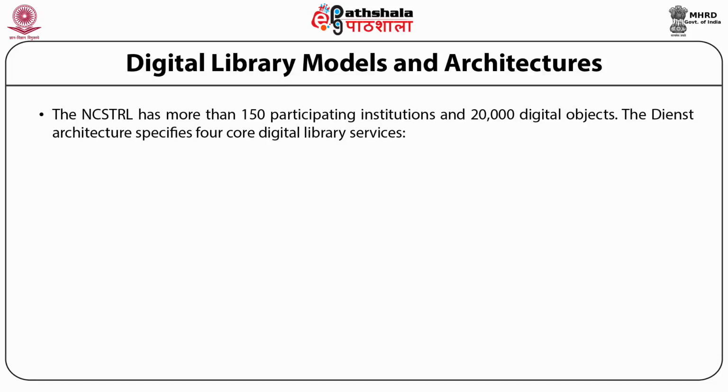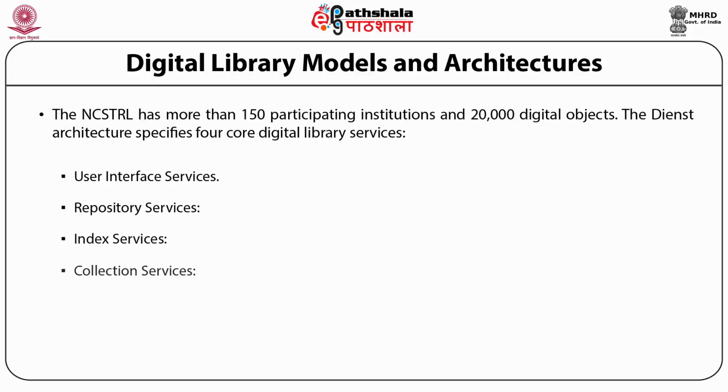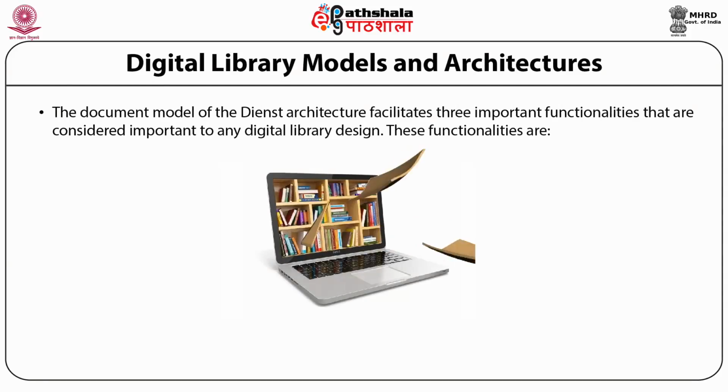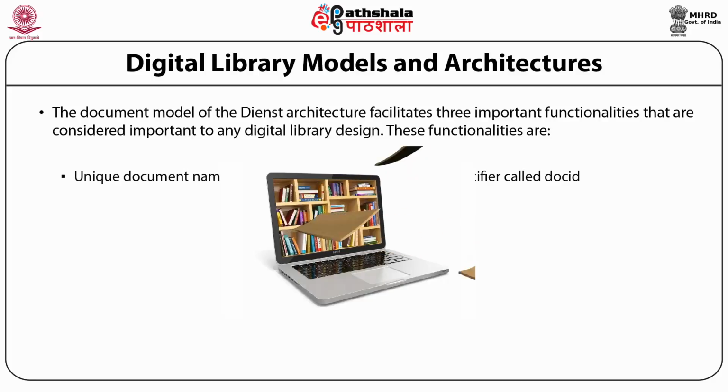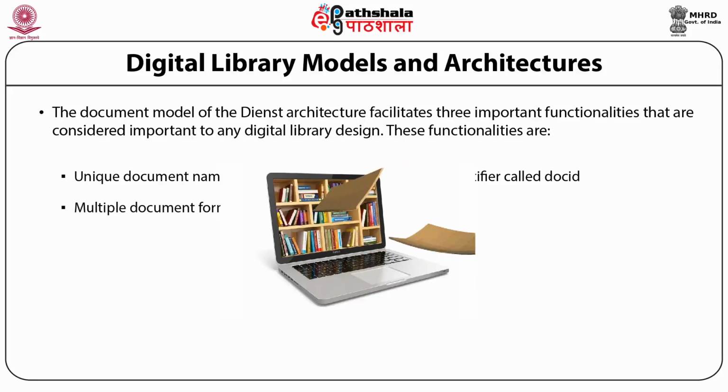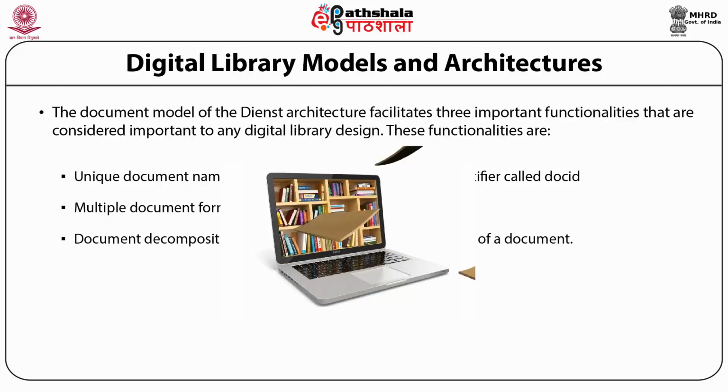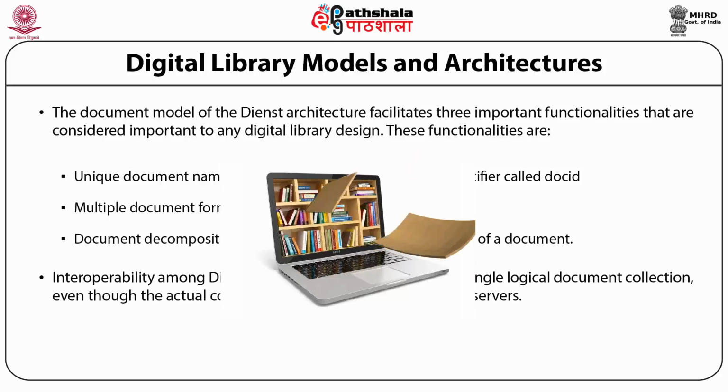The Dienst architecture specifies 4 core digital library services, that is user interface services, repository services, index services and collection services. The document model of the Dienst architecture facilitates 3 important functionalities that are considered important to any digital library design. These functionalities are unique document names, a location independent unique identifier called doc ID, multiple document formats such as ASCII, PS and TIFF, document decomposition, that is physical and logical decomposition of a document, and interoperability among Dienst servers.